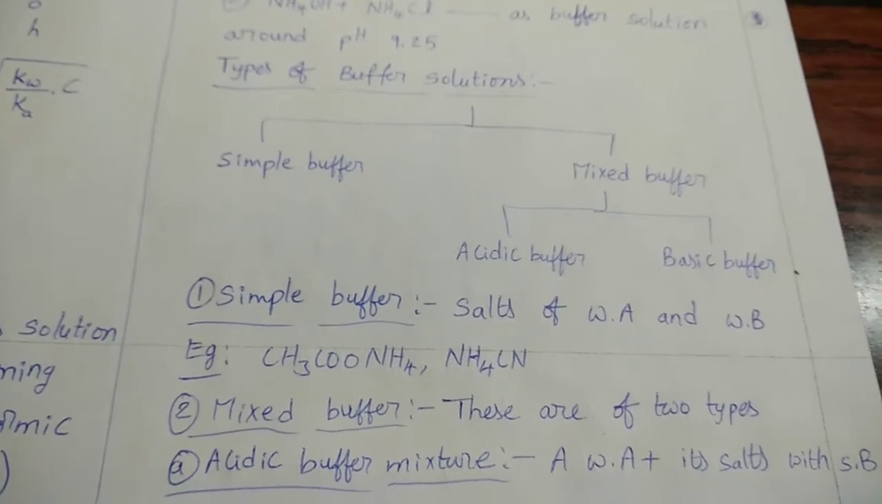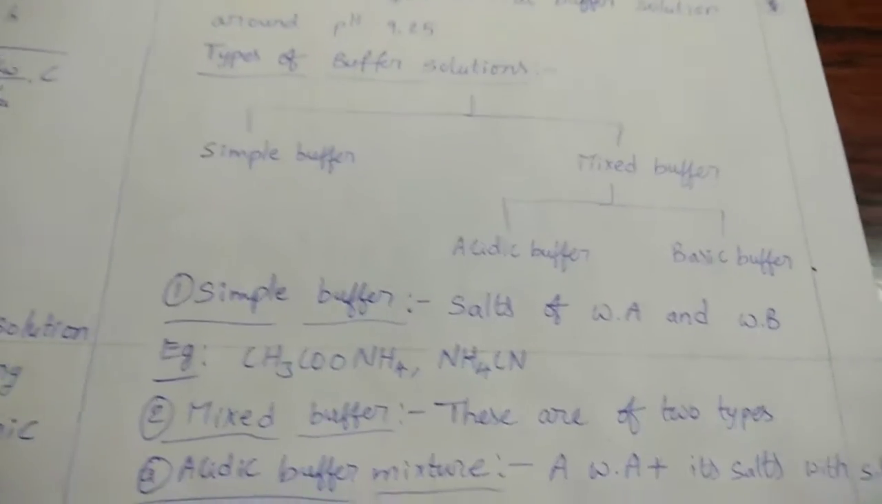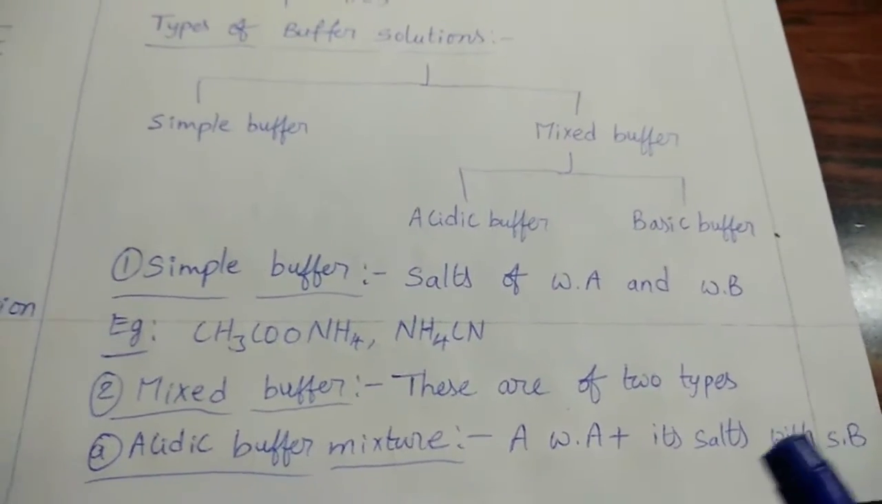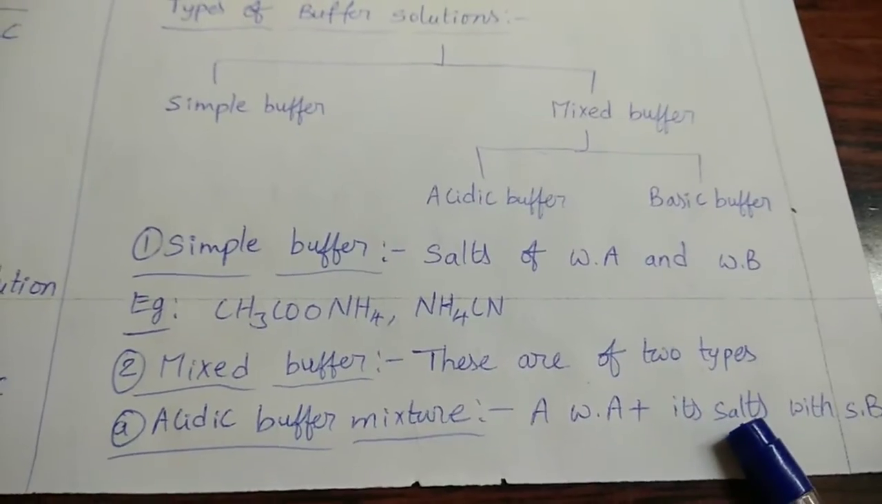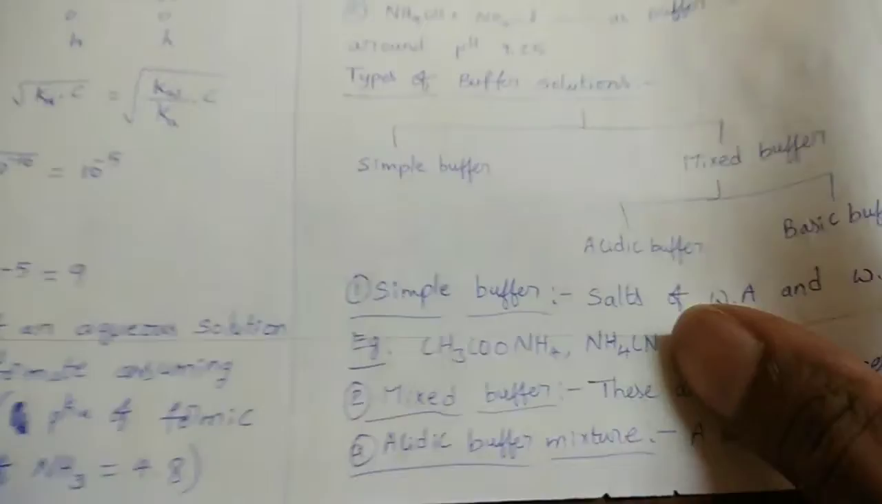These are of two types. Acidic buffer mixture. It is a mixture of weak acid and its salt with a strong base. A weak acid and its salt with a strong base is called an acidic buffer solution.